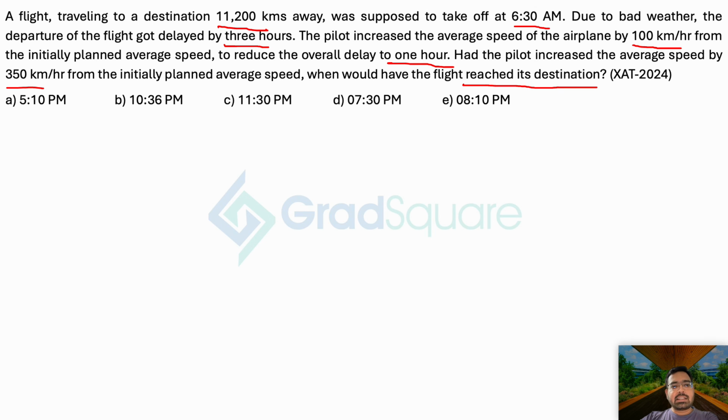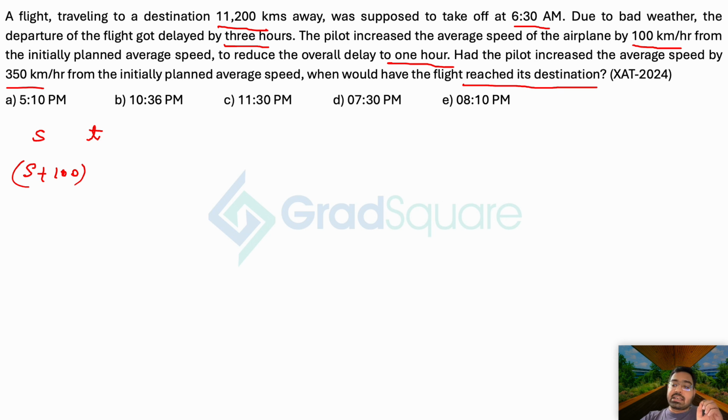So let me say that the usual speed was S and the usual time it would have taken to travel this distance was T, right? Now in the next case, you are increasing the speed by 100 kilometers per hour because your flight was initially delayed by 3 hours and you are trying to cover up certain time. What ends up happening is you are only showing a delay of 1 hour.